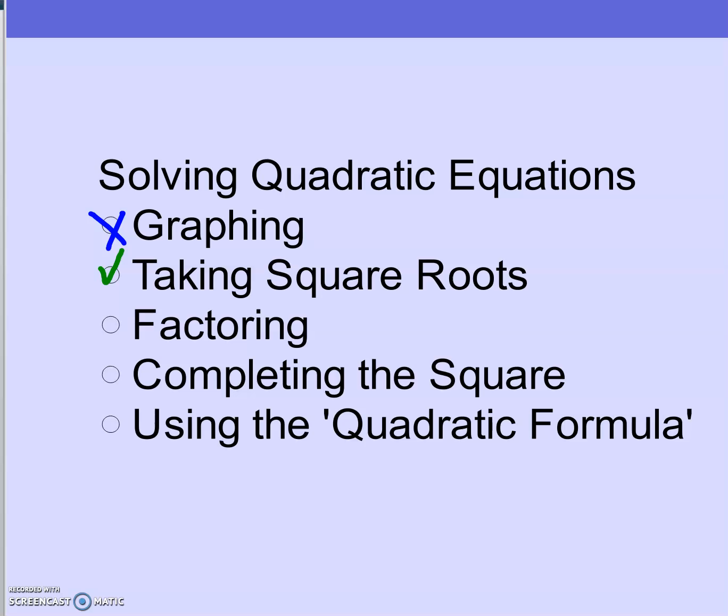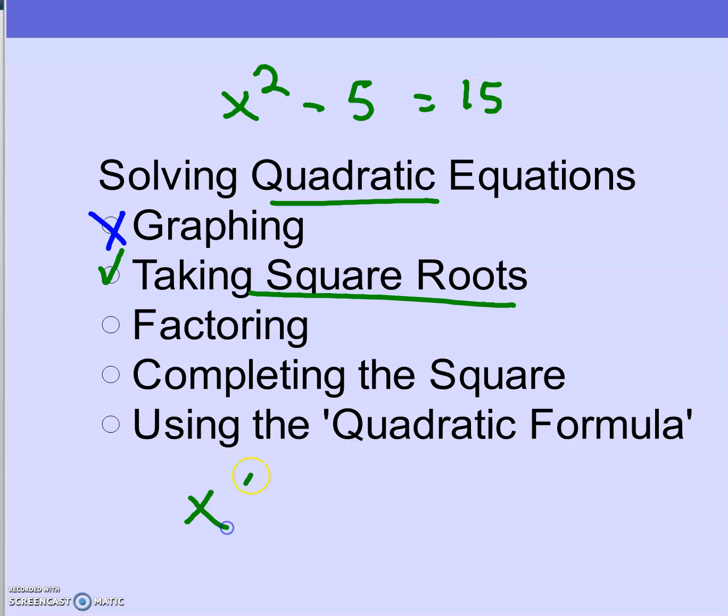Okay, we're continuing on solving quadratic equations, and we're staying for a moment with the same topic, solving a quadratic equation by taking square roots. Now again, a quadratic equation is any equation where the highest power of x is 2. Okay, so that'd be a quadratic equation.